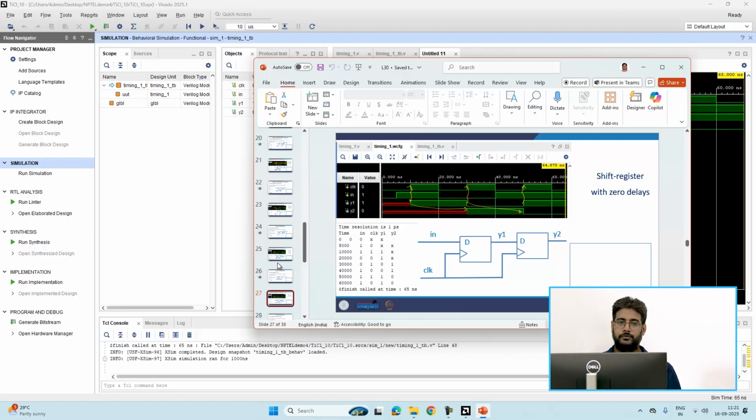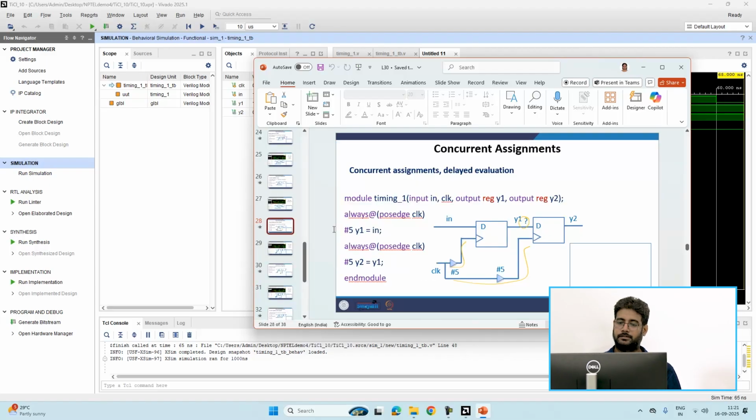Now we will move to the next example. There is some delay in the clocks. In this case, as you can see, the statements are blocking, meaning assignment happens. That's why y1 gets the value of input, and the same value of y1 will come to y2. But there is a delay in evaluation of this statement. So it is similar to a delay in the clock itself.